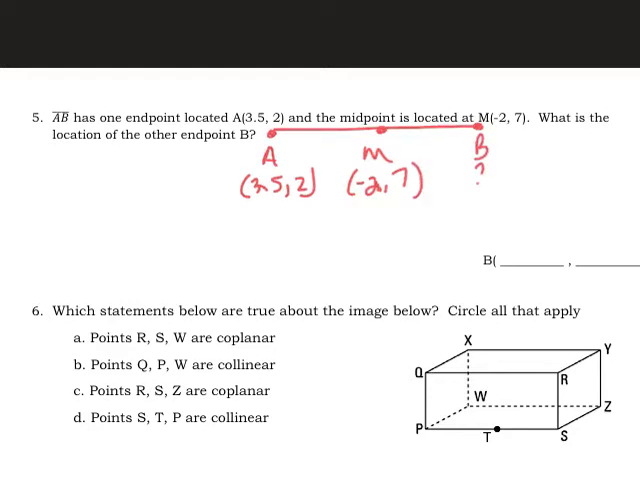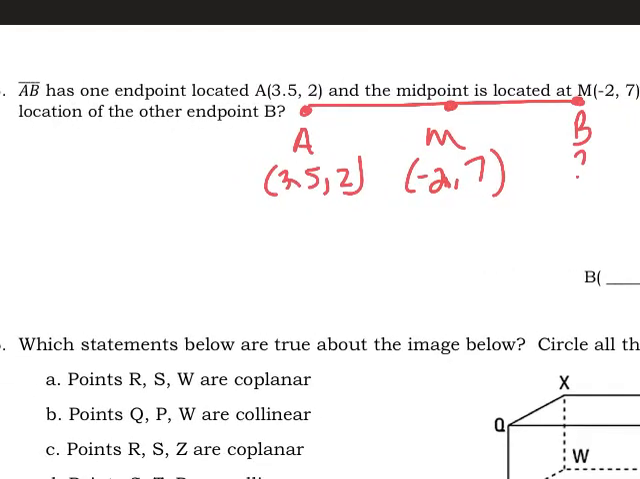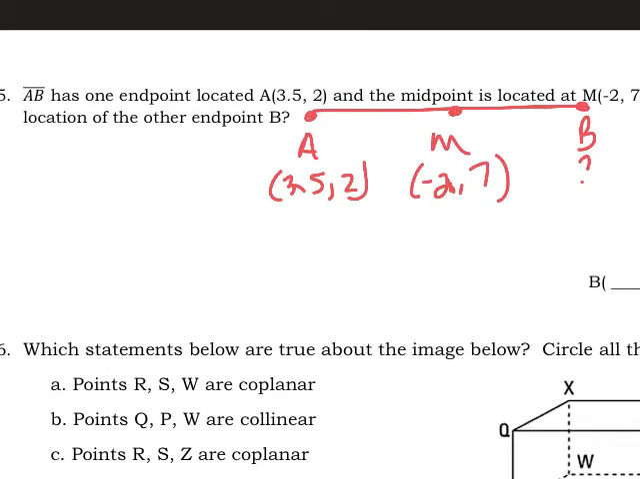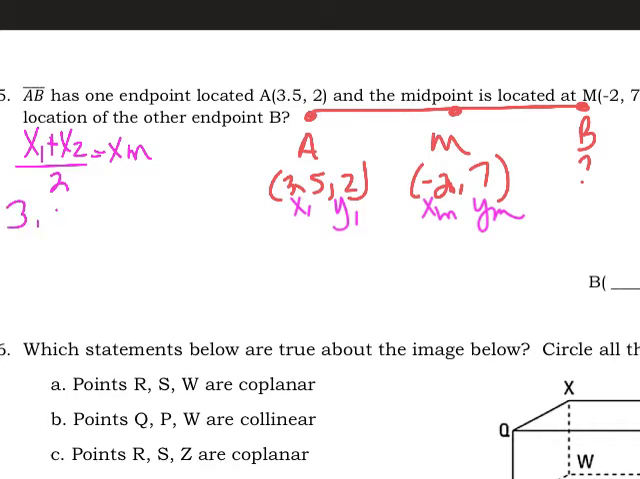Thank you. So same thing we did just a minute ago where we did those yellow formulas. Let me write out the one for X. So this is our X1, Y1, sorry, and then our XM, YM. If our formula calls for X1 plus X2 divided by 2 gives me XM, what am I plugging in for X1? 3.5. We don't have the X2, but my XM is -2. What's the opposite of dividing by 2? Multiply. So let's multiply both sides by 2.